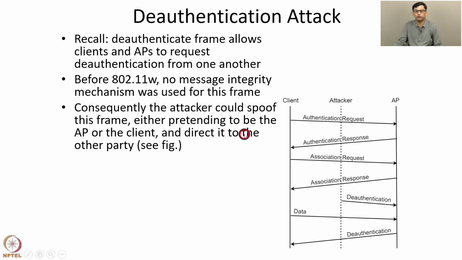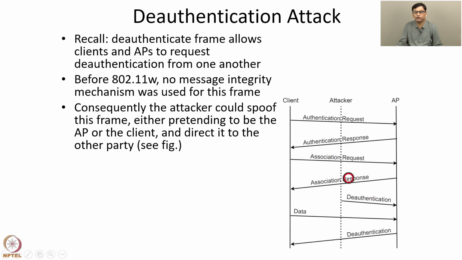This figure shows an example. This is a client, this is the access point, and this is an attacker. The vertical axis is the time axis. First, the authentication process runs. The client sends an authentication request to the access point, and then the access point responds with an authentication response frame. At this point, the client is authenticated with the access point. Then the client sends an association request to the access point, and the access point responds with an association response. At this point, the client is associated with the access point.